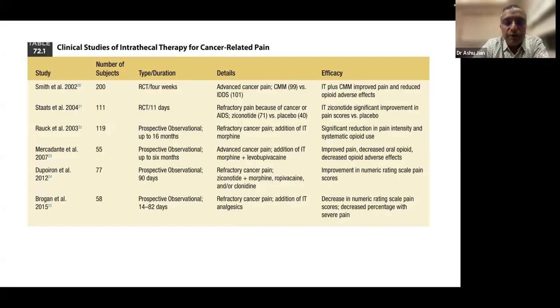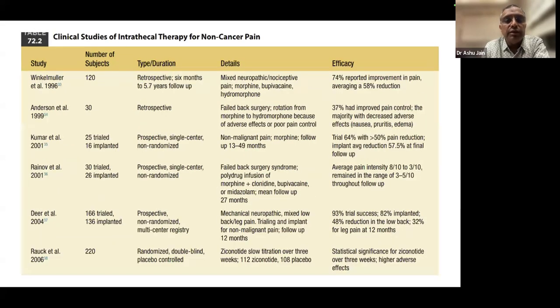Now you have various evidence from RCTs and so many studies where people have demonstrated the efficacy. But if you go into the detail and see this table, the efficacy reports, the success rate varies from 37 to 74, sometimes 93%. So it's variable depending on the patient. So many factors are playing. So you can't say that all the patients who will be implanted with the intrathecal pump will have benefits. So to rule out those populations, you must do a trial first. We will talk about that.